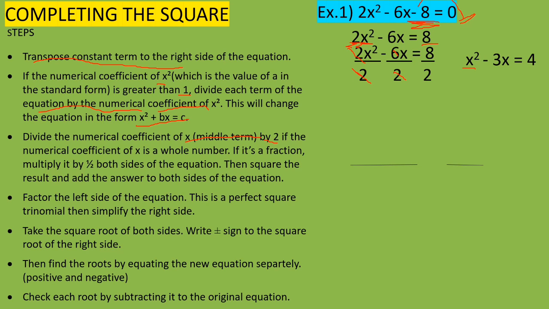Pagkatapos ay kunin natin ang value ng middle term. So, negative 3, i-divide natin siya by 2. So, we have now negative 3 over 2. Or negative 3 divided by 2 is equal to negative 3 over 2. And then, pagkatapos nito ay i-square natin siya. So, negative 3 over 2 squared.